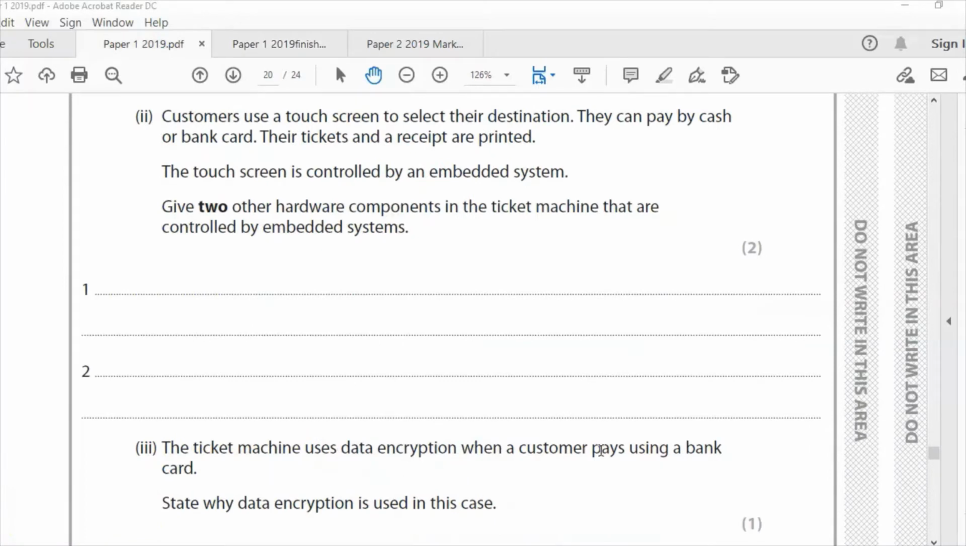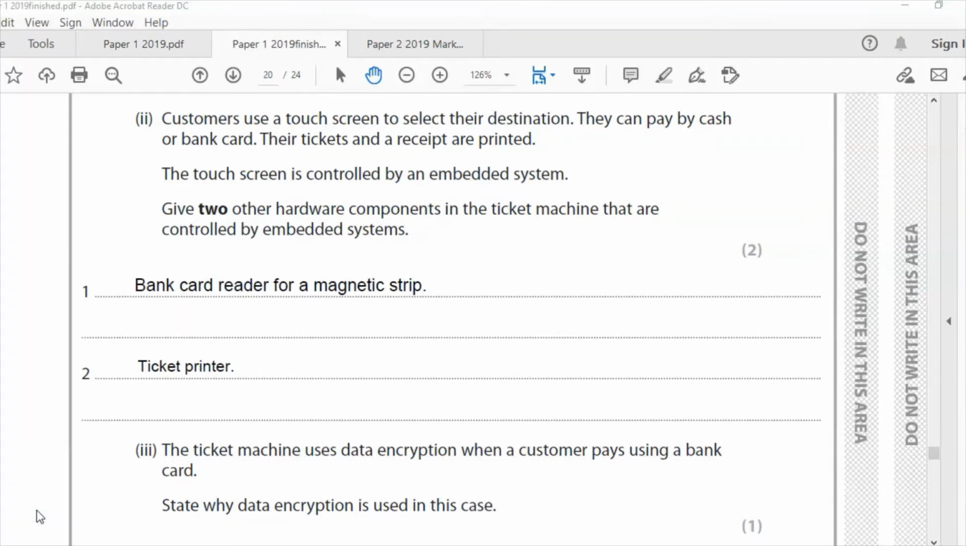Question 2. Customers use a touchscreen to select their destination. They can pay by cash or bank card. Their tickets and receipt are printed. The touchscreen is controlled by an embedded system. Give two other hardware components in a ticket machine that are controlled by embedded systems. So you're looking at the computers that are embedded, the computers that do one thing only. You need examples of them.